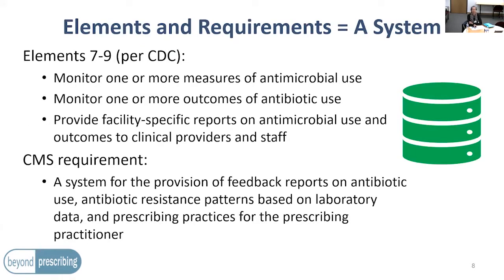Okay. So the requirements talk about the elements creating a system. So the elements are monitoring measures of antimicrobial use, monitoring outcomes of antibiotic use, and providing facility-specific reports. The CMS requirement is that you put these together into a system where you're monitoring, measuring, and then feeding back. So we're going to take you through some reports that you could generate that would make that happen.